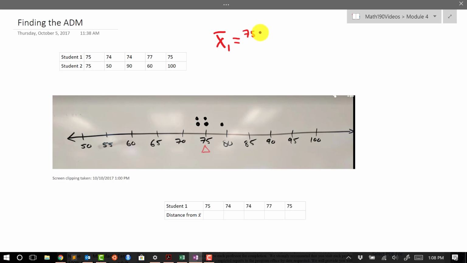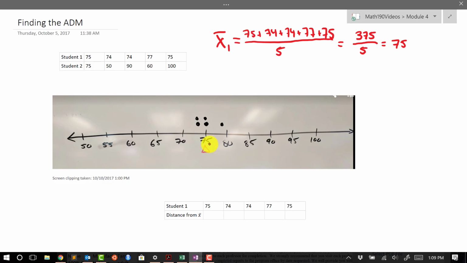So remember the mean was 75 plus 74 plus 74 plus 77 plus 75, all over our 5 examinations. If you remember, when we added up all those values, you get 375 total points. That's going to be divided evenly amongst 5 exams. So when we put that together, we get 75 points per exam. Notice once again, this was the drawing that we had up on the board, and I labeled the mean right there.